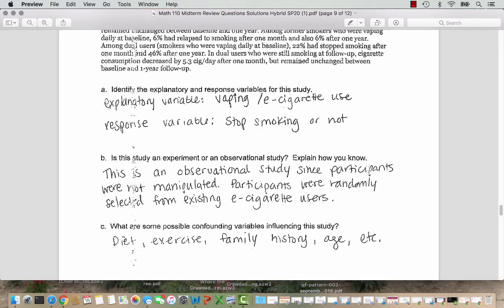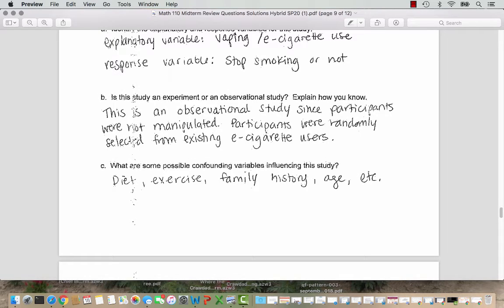So we want to know if this is an experiment or observational study. When you read through, I think you'll agree with me that this is an observational study, since participants were not manipulated; participants were randomly selected from existing e-cigarette users. And then we're asked to think about what are some possible confounding variables influencing the study. So we have diet, exercise, family history, age, etc. You could have an infinite number of possibilities that you list here. So give at least 2 or 3 possible confounding factors for a question like this.